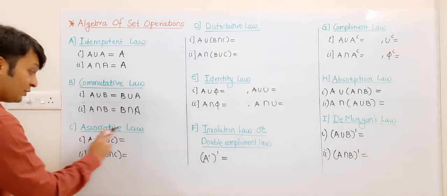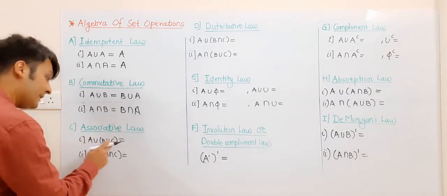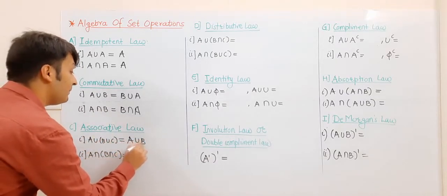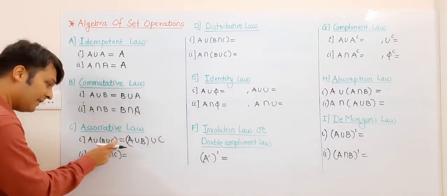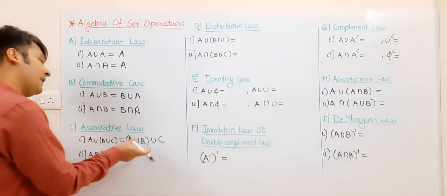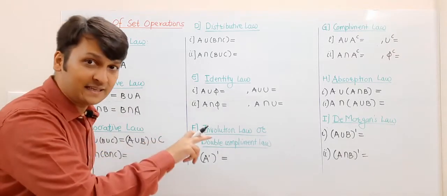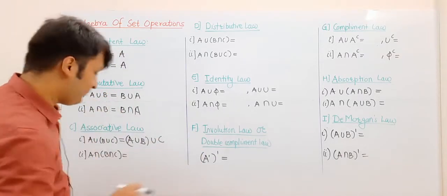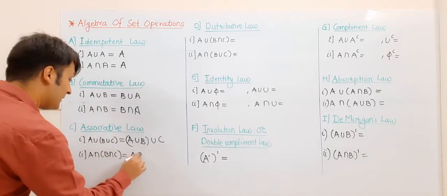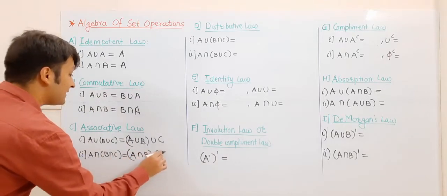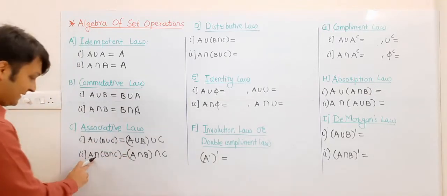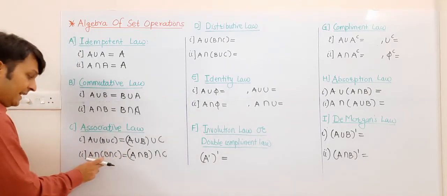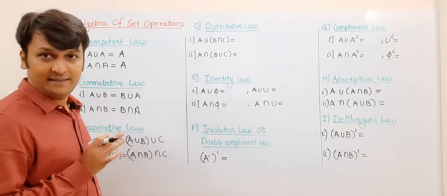Check next, associative. A union B union C is A union B union C, that means if you write B union C together and then A union, and if you write A union B together and then union C, answers are going to be the same. Same here, A intersection B intersection C, just a change of brackets will not change the answer. A intersection B intersection C is A intersection B intersection C, clear?